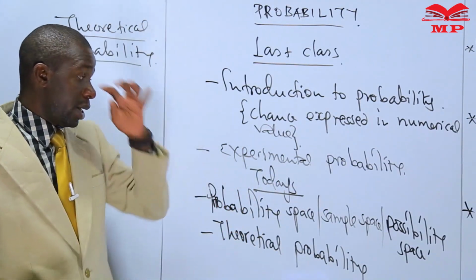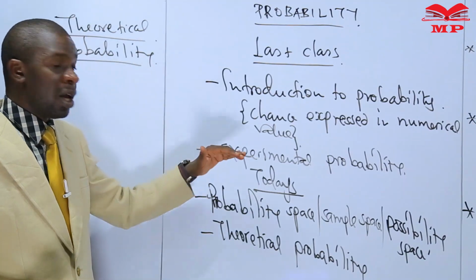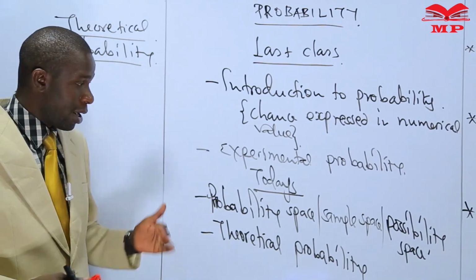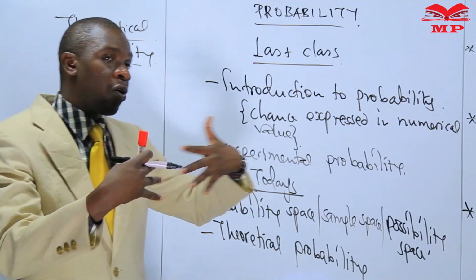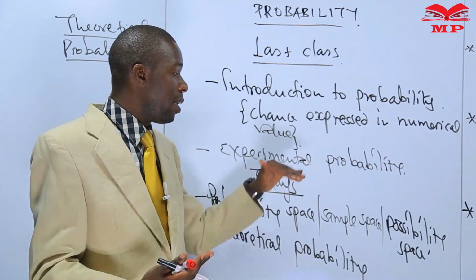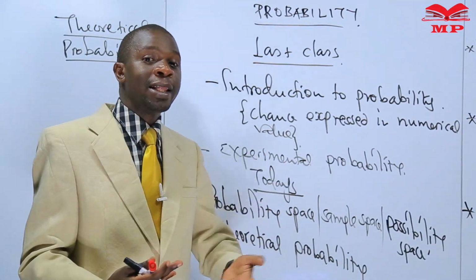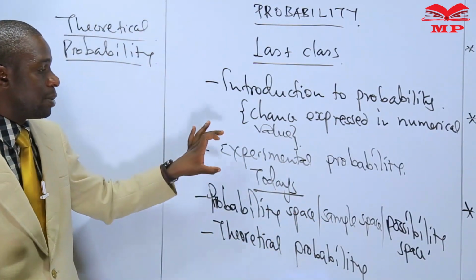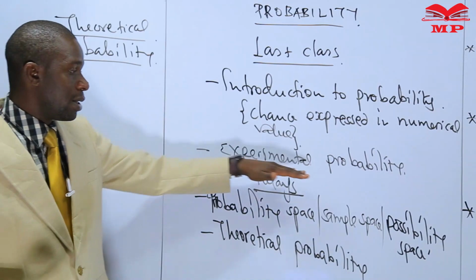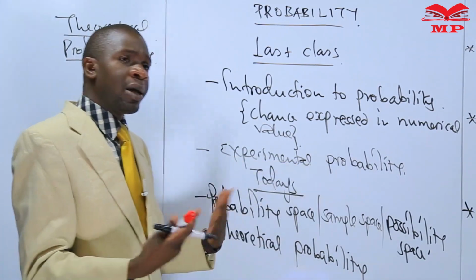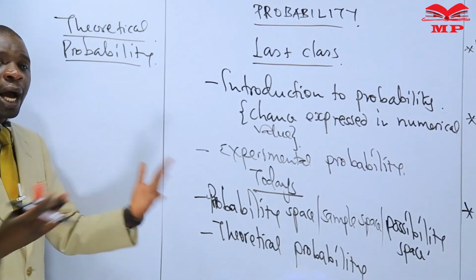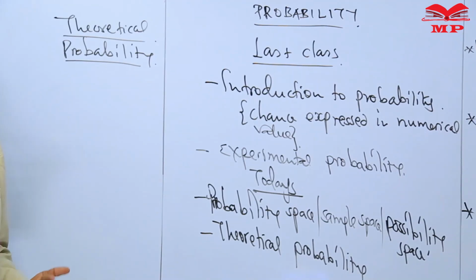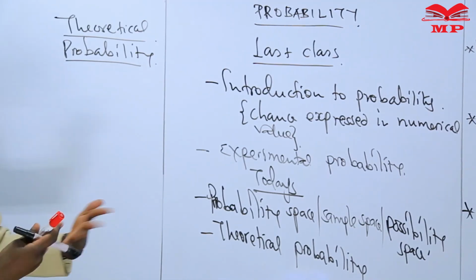But if you have experience of being a Kenyan, and you've also read and you have data to back up, then you can find that it is probable it will rain in June. In such a case, your probability is based on experiment and experience, therefore experimental. Otherwise, there are situations where we don't have to do an experiment to know of a probability.